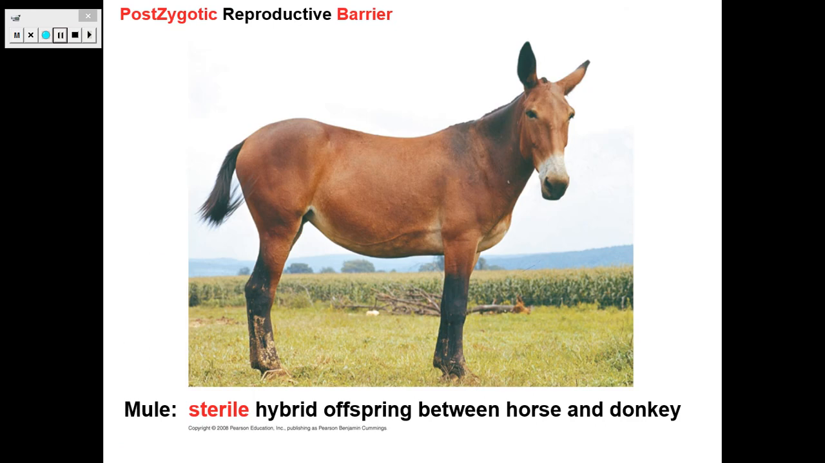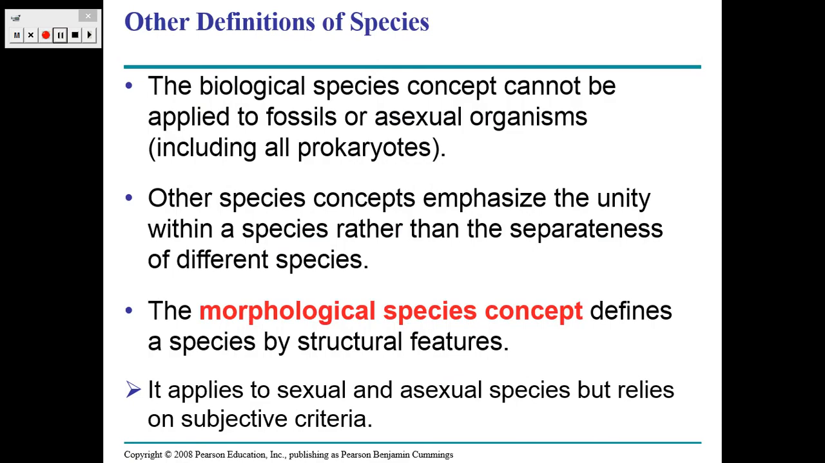Okay. Now, mules, that's the example that we always remember. Mules are sterile hybrid offspring between a horse and a donkey. So that's easy to remember, but that is a post-zygotic reproductive barrier. Okay, so this is all based upon the biological species concept, but that's not the only definition for a species.